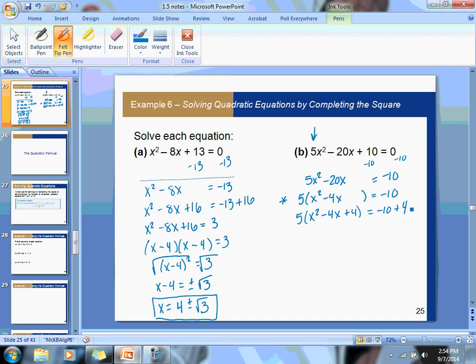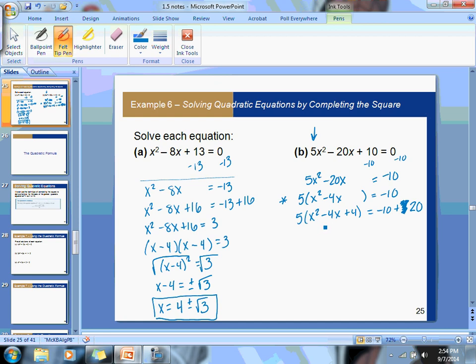Now actually, before I move on, we don't want that to be just a plus 4 there because it's not really plus 4. I added a plus 4 inside the parentheses here, but that plus 4 is being multiplied by a 5. So I'm really adding 20 to both sides of my equation. So I have to have a negative 10 plus 20.